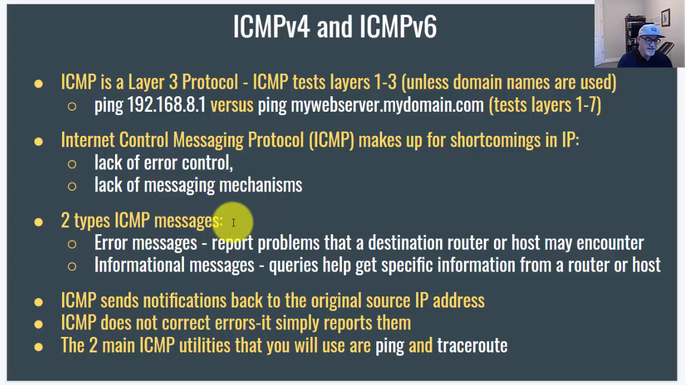There are two types of basic ICMP messages. There are error messages. They report problems that a destination router or host may encounter. And then there are informational messages, or queries, which help get specific information from a router or host. It's important to know that ICMP sends notifications, that means error messages or informational messages, back to the original source IP address. ICMP does not correct errors, it simply reports them. And the two main ICMP utilities that you will be using are ping and traceroute. We'll be talking about them in a second here.